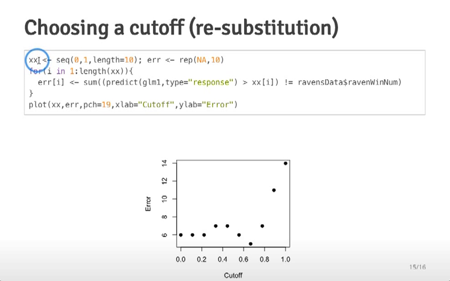So what we can do is calculate a series of cutoffs between 0 and 1. That's what I'm doing with this sequence here. And then what I'm doing is looping over all possible values of that cutoff.